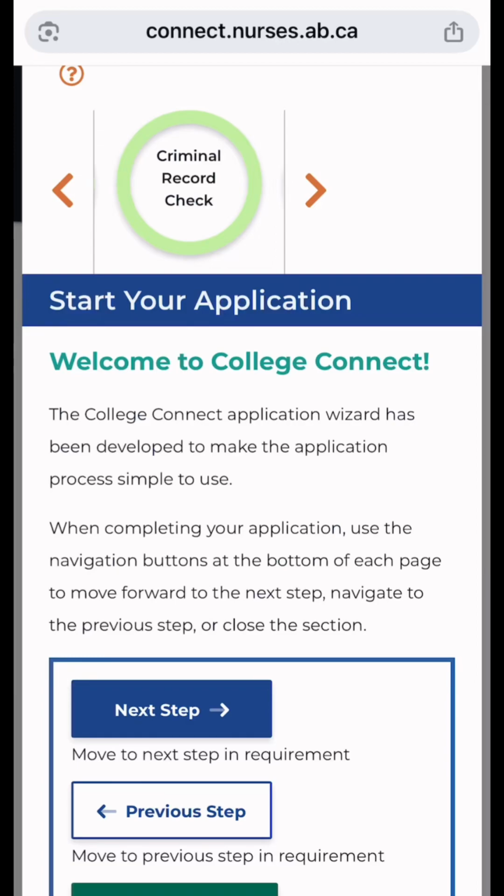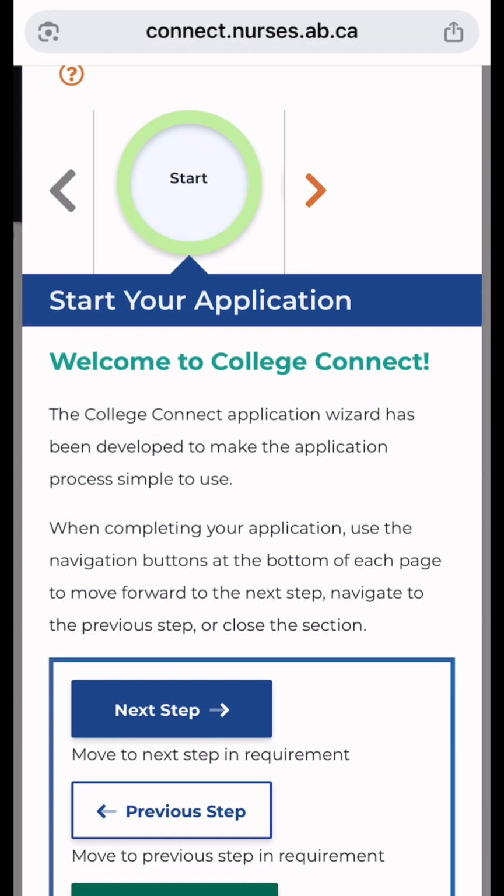Okay guys, so I just signed into my account. If you can see, there are two arrows: one is the forward arrow and one is the backward arrow. I started my process already, so that's why it's in a green circle.